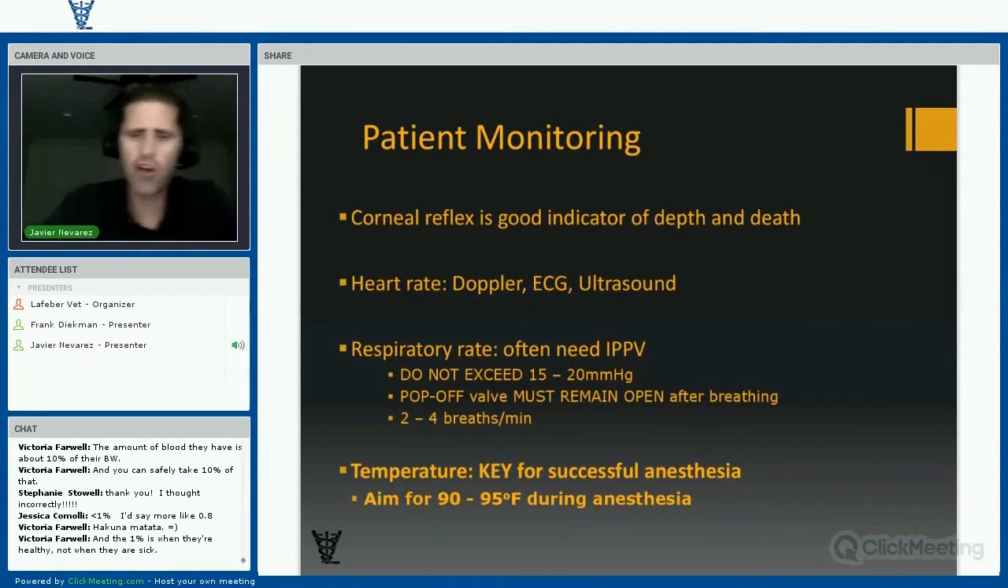As far as patient monitoring, once you have the patient anesthetized or intubated, a corneal reflex is a really, really good indicator of depth. It's also a good indicator of death. Now, the challenge is that a lot of these reptiles, when they're really on deep anesthesia, you lose that corneal reflex. But you want to make sure that when you start recovering them back up, that corneal reflex is one of the things you want to start seeing coming back up again.